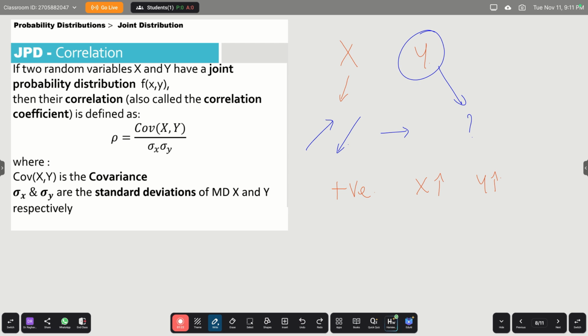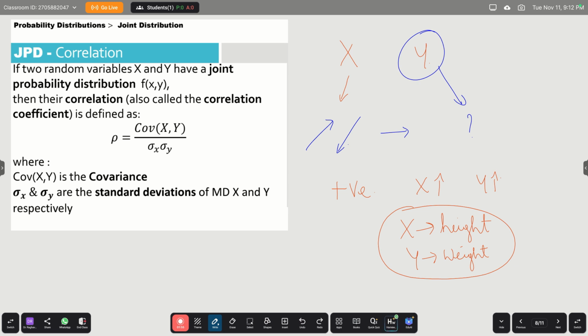Let us consider an example. Suppose x is height and y is weight. So what happens whenever height increases? Definitely weight will also increase. So definitely there is a relationship between x and y, and it is a positive linear relationship. Okay, between the height and weight, there is a positive correlation.